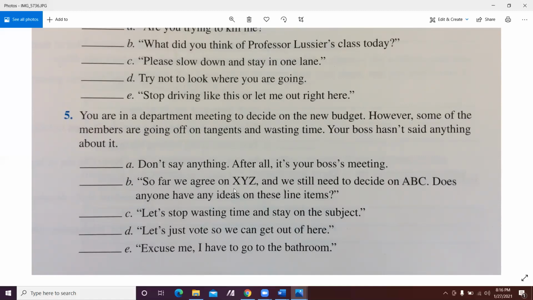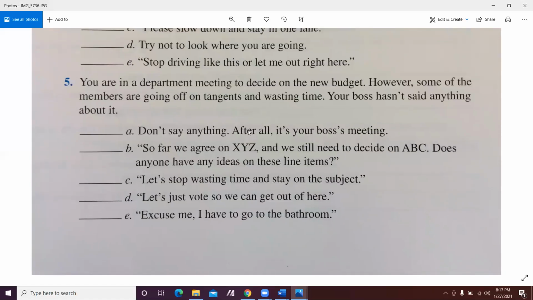Then B. So far we agree on X, Y, Z, and we still need to decide on ABC. Does anyone have any ideas on these line items? Indeed, this is assertive. Then action C. Let us stop wasting time and stay on the subject. Aggressive. D. Let us just finish so we can get out of here. Aggressive. Excuse me, I have to go to the bathroom. Passive.